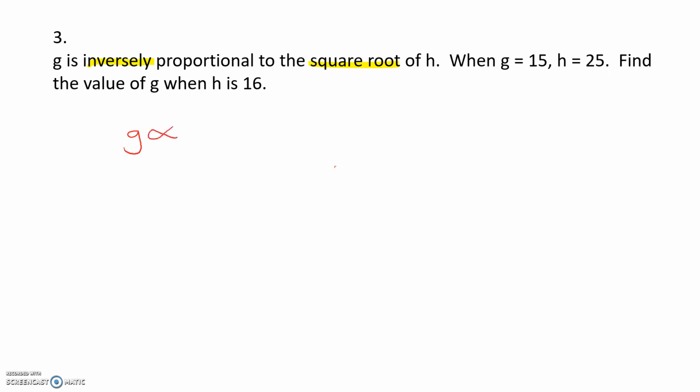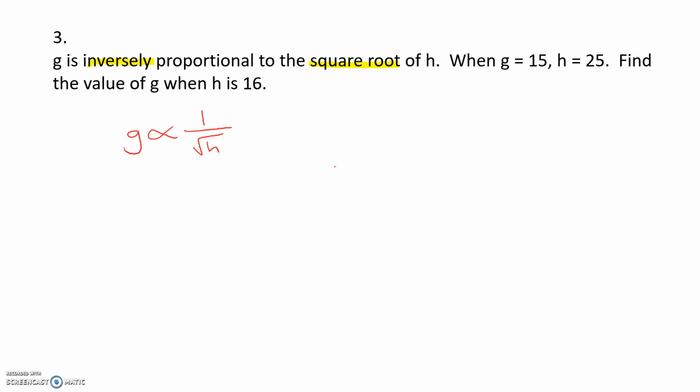Now, if G was proportional to the square root of h, we could put something like this. G is proportional to root h. Okay, if it's inversely proportional, that means that G is proportional to 1 over root h. Okay, so that's the same thing as saying G is inversely proportional to the square root of h. So if it's proportional, we don't need the 1 over. If it's inversely proportional, we need that 1 over. We need the reciprocal of that root h. So we're set up.